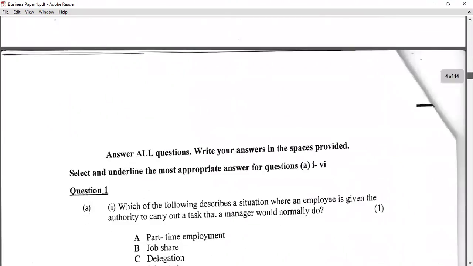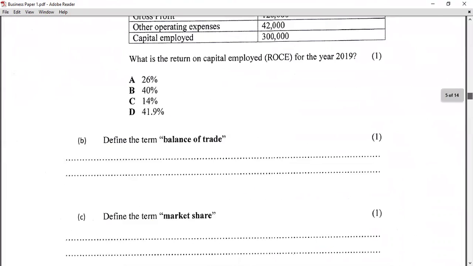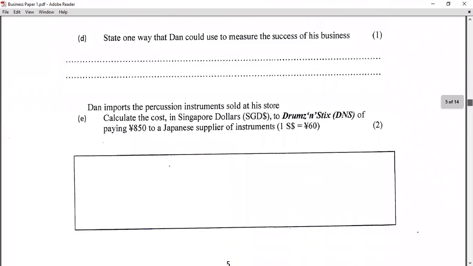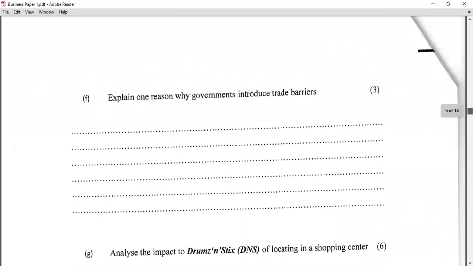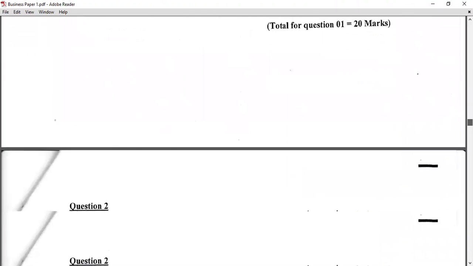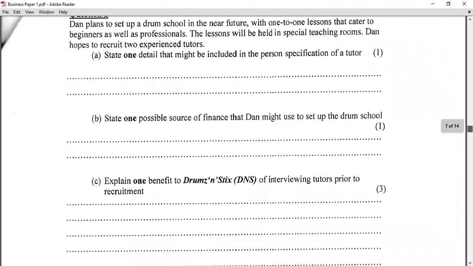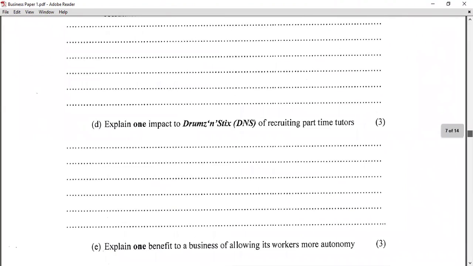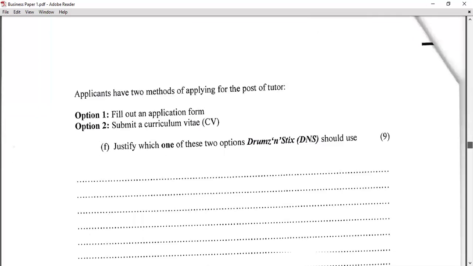And later on, in question number 2, he wanted to convert this business into a drumming school also, and then he started recruiting employees, the tutors, into the organization. As a result, he was able to find the tutors, and he asks us what is the best method to recruit them, and the interview method is important. And we have a 9-mark question on what things are in the person specification of a tutor, and another 9-mark question based on the application form and the CV.